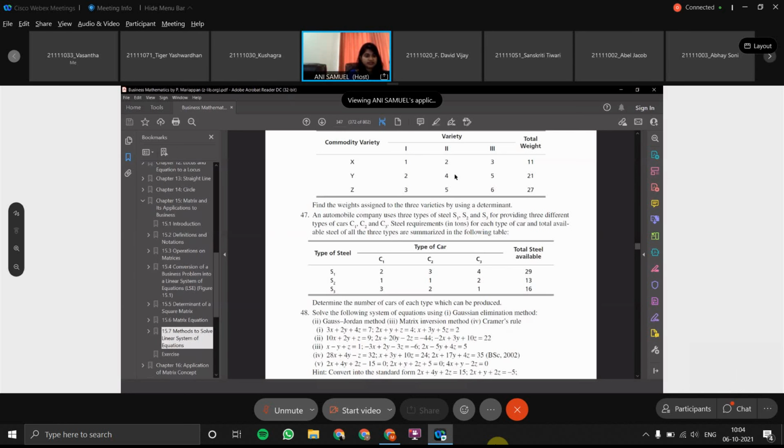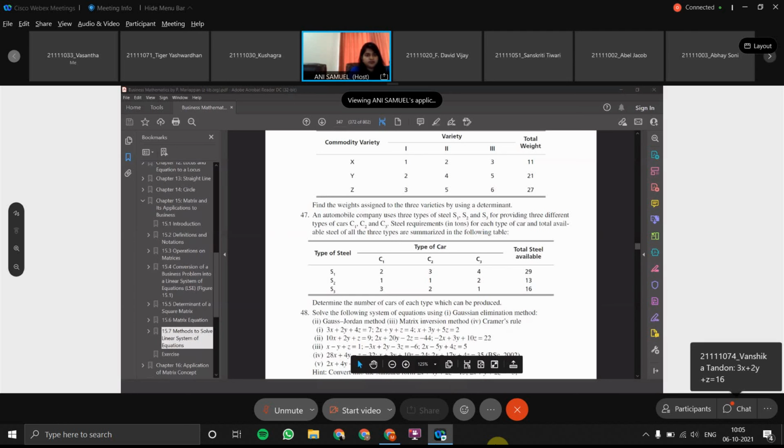So 2x plus 3y plus 4z is equal to 29. x plus y plus 2z is equal to 13. And 3x plus 2y plus z is equal to 16. Right, everyone continue and solve for the answer. I'll take attendance meanwhile.